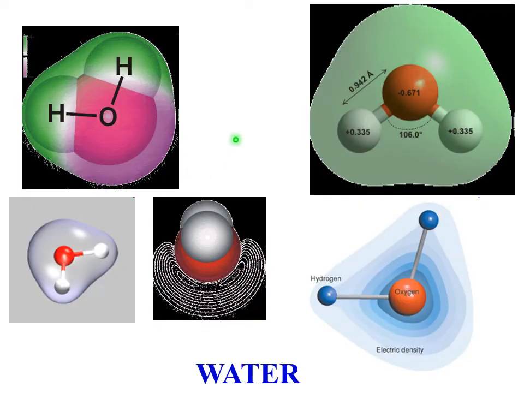Now, water. H2O is a molecule that has 2 hydrogen atoms and 1 oxygen atom, and the geometry of this molecule is bent. So the 2 hydrogens are located at an angle of around 106 degrees between each other, and the distance between a proton and the oxygen nucleus is slightly less than 1 angstrom.